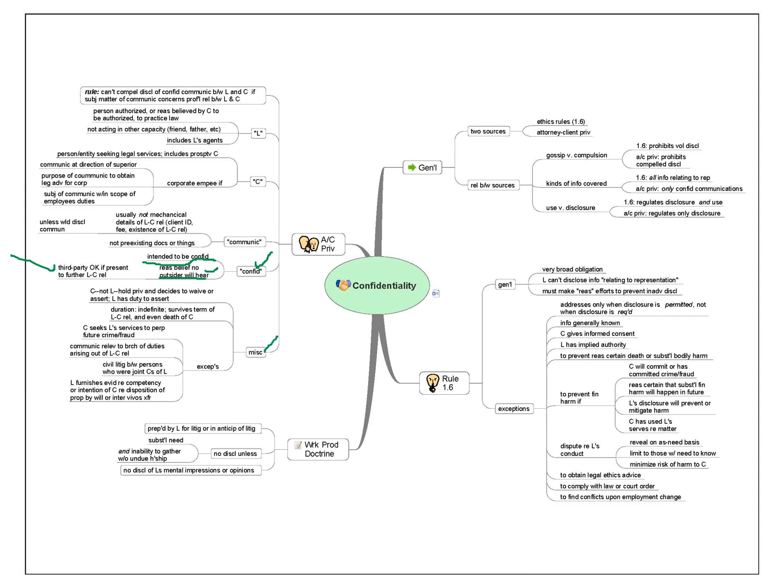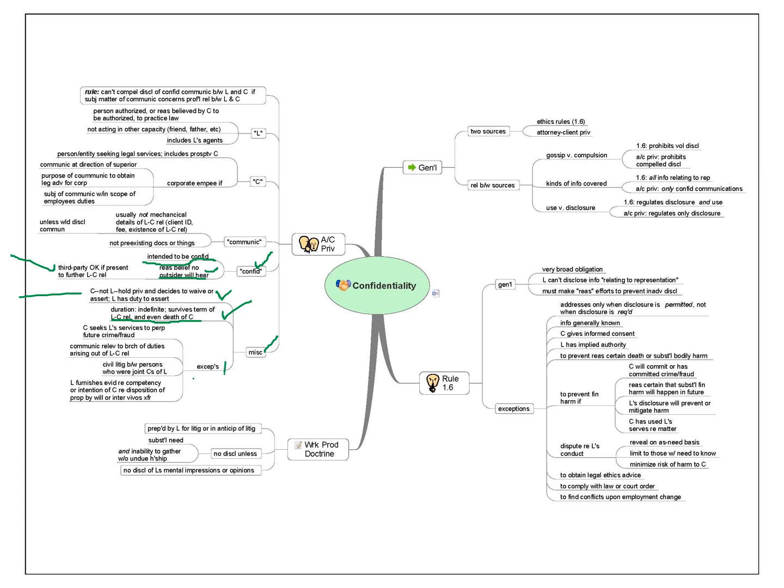A couple of miscellaneous rules. The client, not the lawyer, holds the privilege and decides whether to waive it or to assert it. The lawyer, of course, has a duty to assert it. How long does it last? It's indefinite. It survives the term of the lawyer-client relationship and even the death of the client or the lawyer.